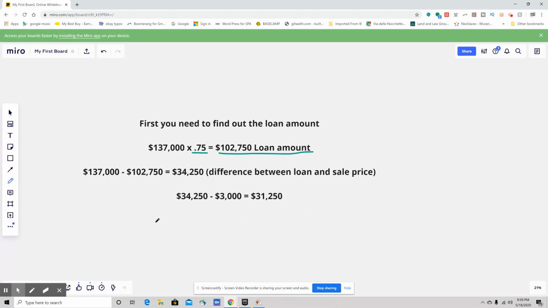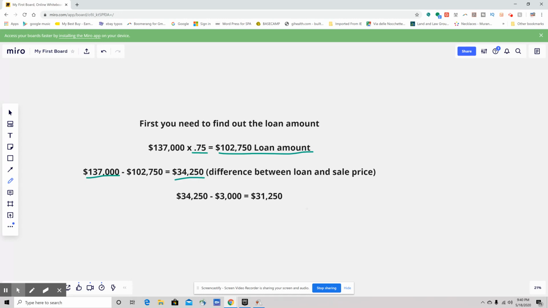Then what we need to do is take the sale price and subtract the loan amount out. Now, this is going to be the difference between the loan and sale price. Here's what I'm going to tell you. This was one of the answers. Just because you're going to see that number somewhere in your work doesn't necessarily mean that you're done.